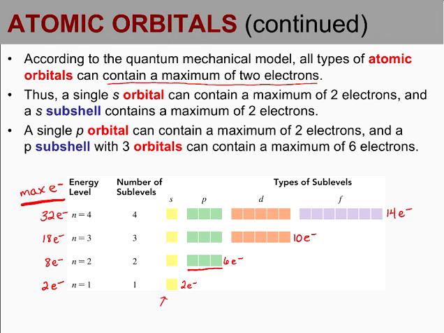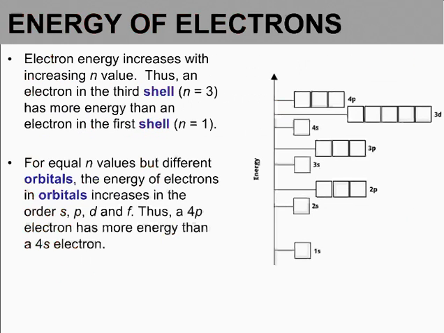Okay, so those are the maximum number of electrons that we could have in each energy level. And these different subshells and atomic orbitals, they all have different energies because remember that an s orbital is lower in energy than a p orbital, and then d and then f follow. But then additionally, energy level 1 has less energy than energy level 2, etc.